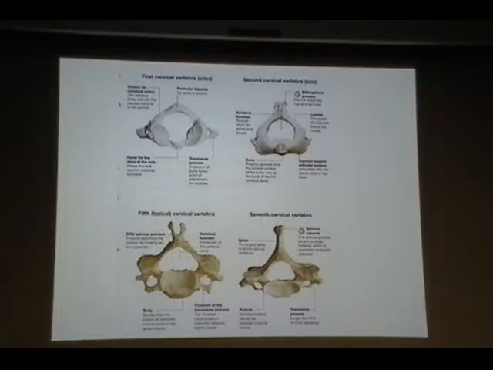Okay. Here's the seventh cervical vertebrae. Once again, it's atypical because it does have a body, it does have a transverse foramen, but it does not have a bifid spine. It has a tubercle, or a spinous tubercle on the back. So that makes it a little bit different.